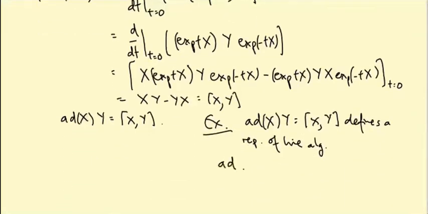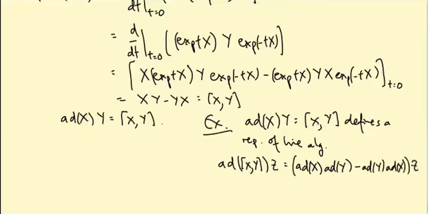You want to check that ad of x bracket y applied to z equals ad of x ad of y minus ad y ad x, all applied to z. So x, y, and z are elements of the Lie algebra. And I claim that if you write this out, you're going to get some nice formula that will be true for any Lie algebra by the axioms of being a Lie algebra. Okay, so that's the adjoint representation for the Lie group and for the Lie algebra.